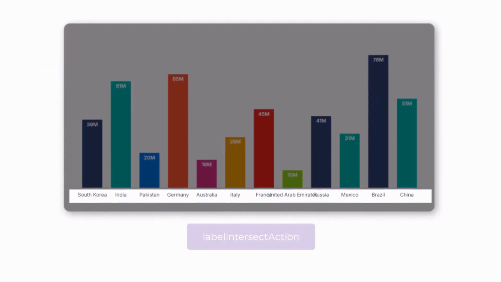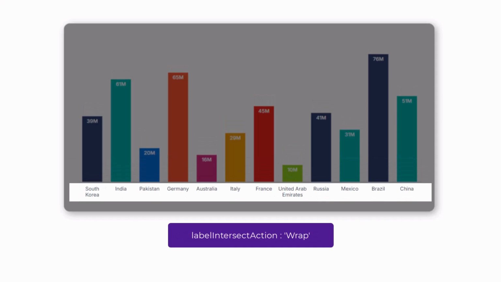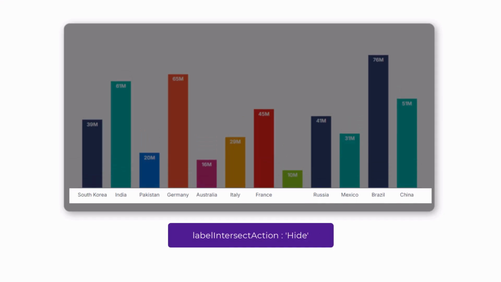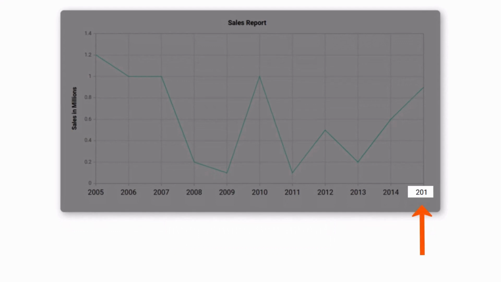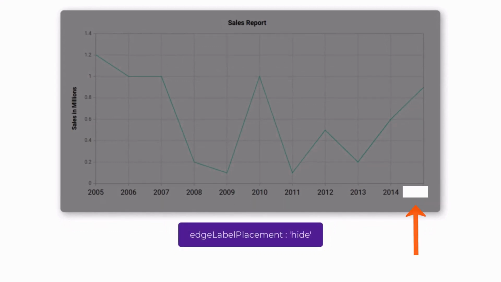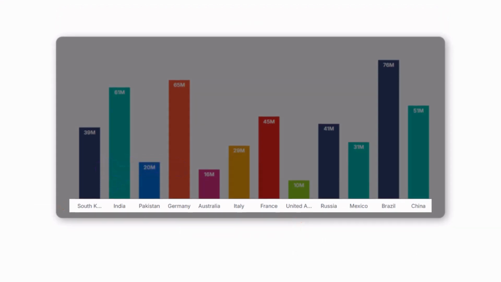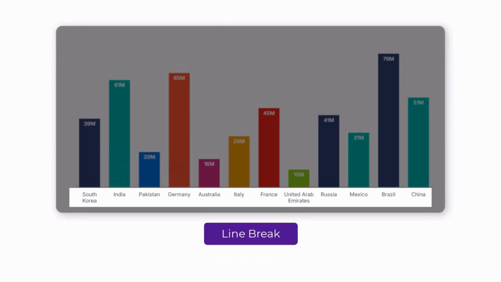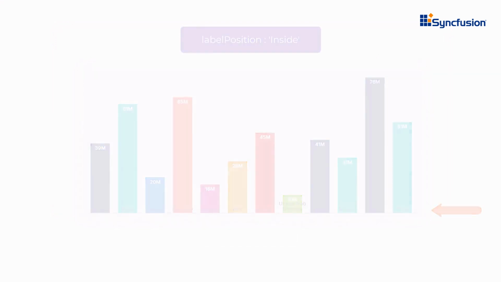If labels overlap, the labelIntersectAction property helps by rotating, trimming, multiple rows, wrapping, or hiding them automatically. If edge labels are getting cut off, use edgeLabelPlacement to shift or hide them. You can also trim long labels using enableTrim, limit their width with maximumLabelWidth, or insert line breaks directly in your text with a br tag. To move labels inside the chart, set labelPosition to Inside.